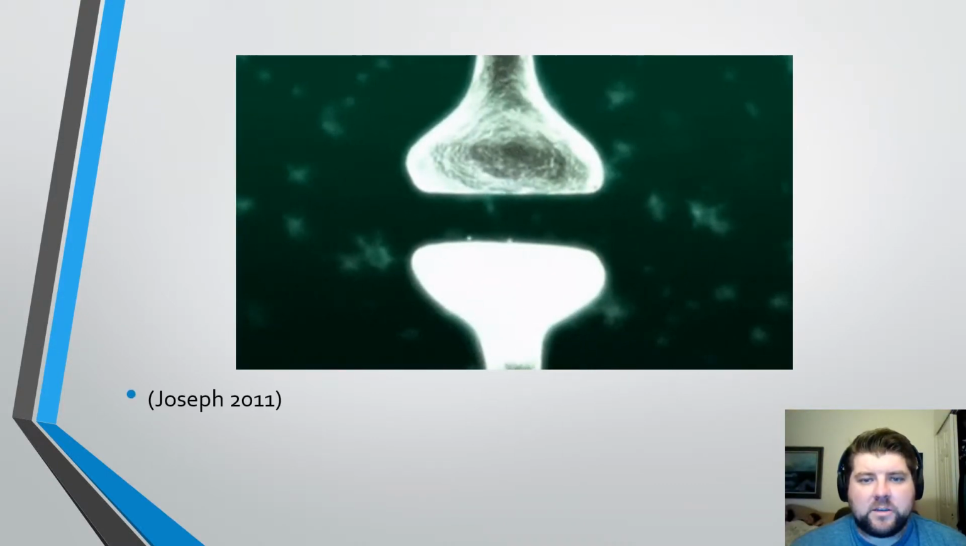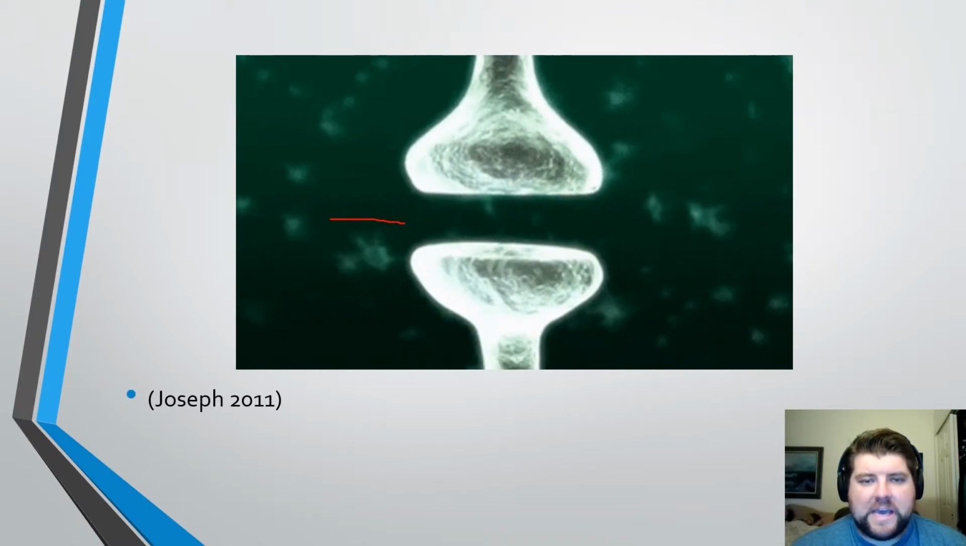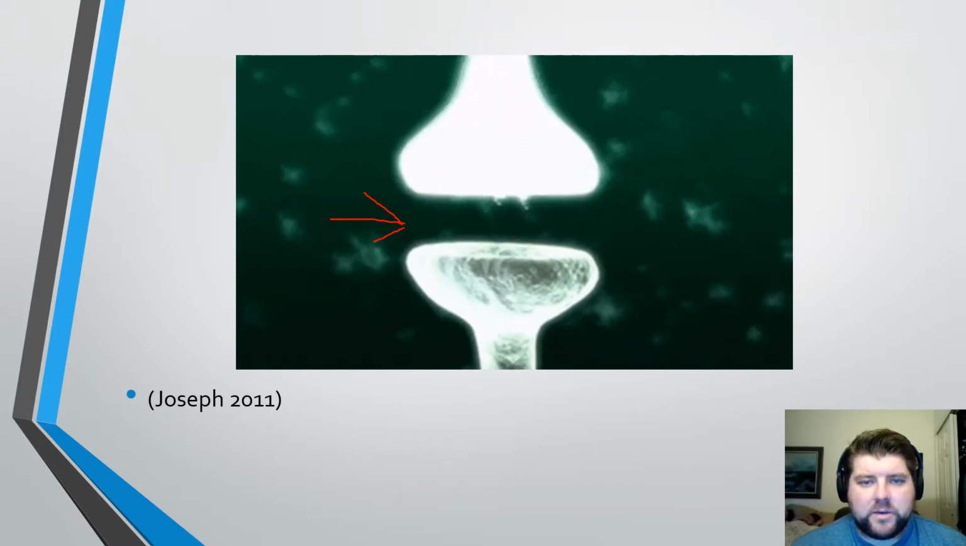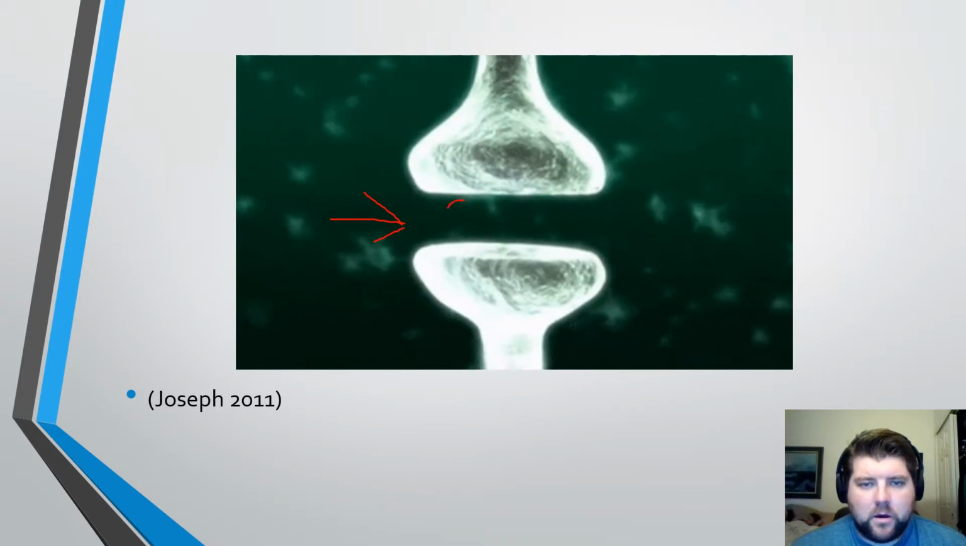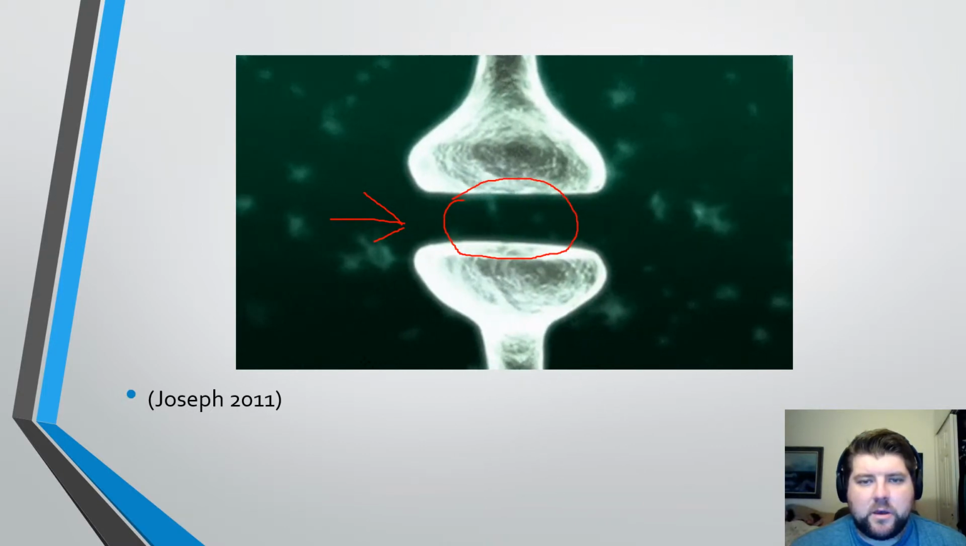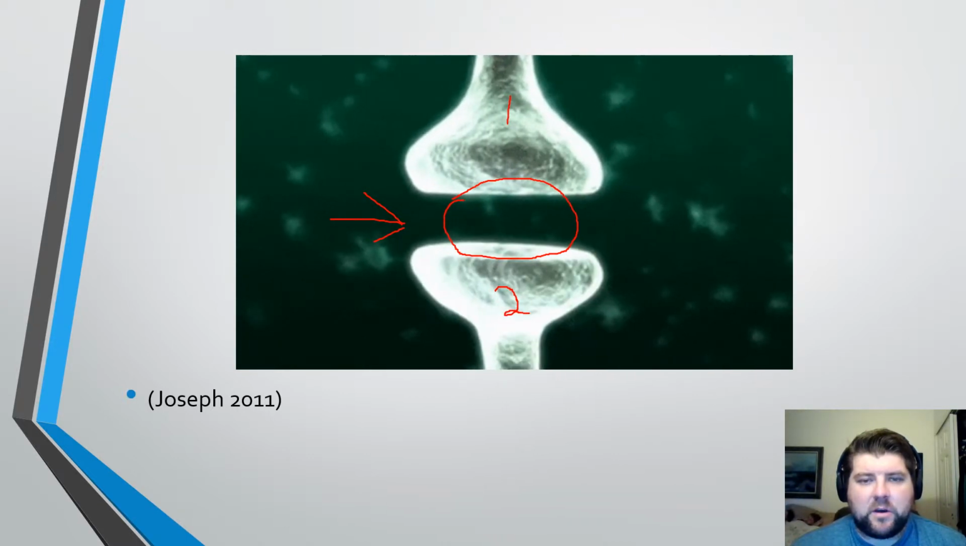So here is a nice little GIF that shows a synapse taking place. Right here is the gap between the neurons, and you can see all this happening here. This is where the synapse is taking place. You have the chemicals going from this one to this one. And this is happening all over our body, all at all times.